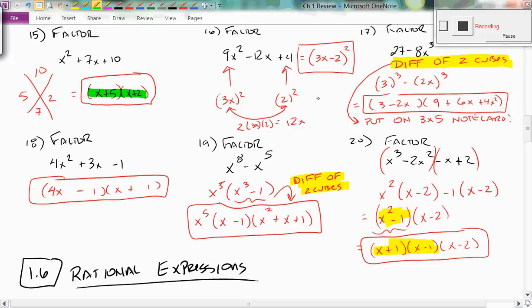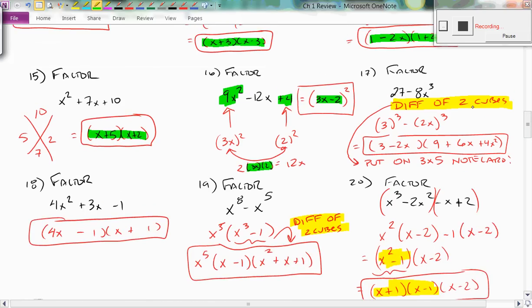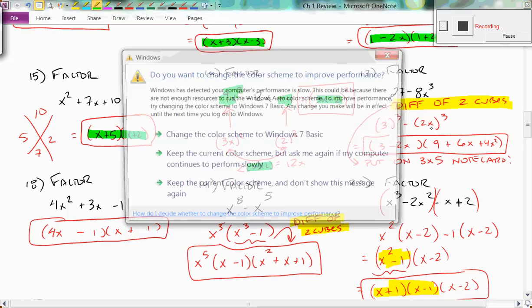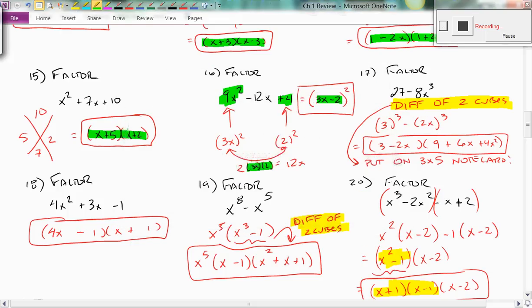Number 16, I was noticing that this is a perfect square and this is a perfect square. And you multiply the squares together and multiply by 2. So I get an answer of 3x minus 2 squared. That's a perfect square trinomial right there. Okay, yeah. Number 17. Big important. The difference of two cubes. Okay, 3 to the third minus 2x to the third. Sure. 3 to the third minus 2x to the third is what's being cubed.